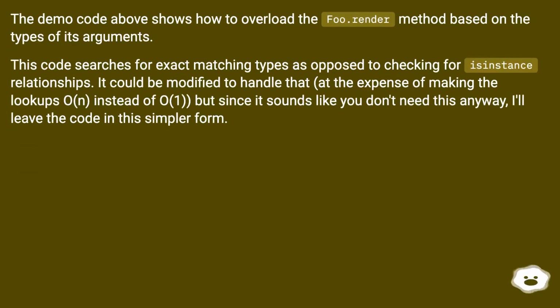The demo code above shows how to overload the foo.render method based on the types of its arguments. This code searches for exact matching types as opposed to checking for isinstance relationships. It could be modified to handle that, at the expense of making the lookups O(n) instead of O(1), but since it sounds like you don't need this anyway, I'll leave the code in this simpler form.